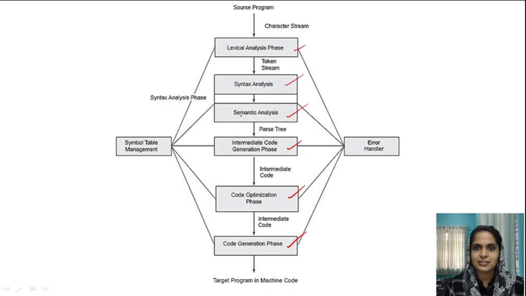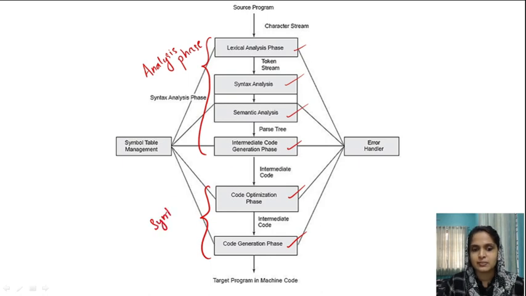And among these 6 phases, the first 4 phases are known as the analysis phase. And the remaining 2 phases are known as the synthesis phase. Thus, we can say that the phases of a compiler are divided into 2 parts. The first part consists of the first 4 phases and it is known as the analysis phase. And the second part consists of the last 2 phases and it is known as the synthesis phase.